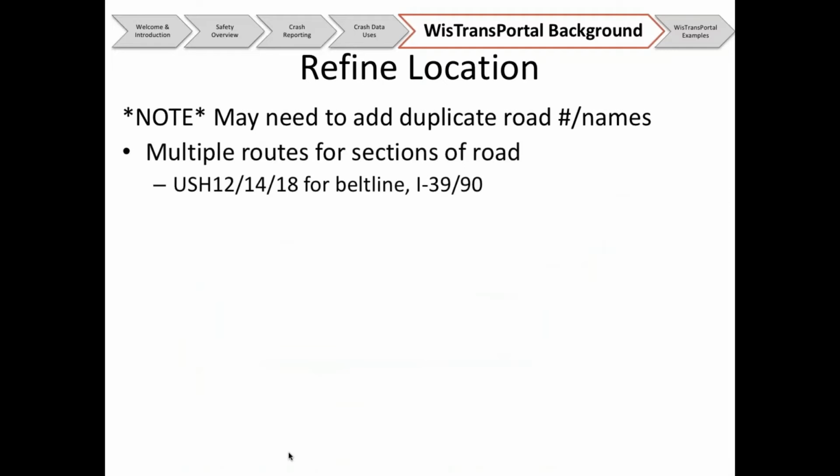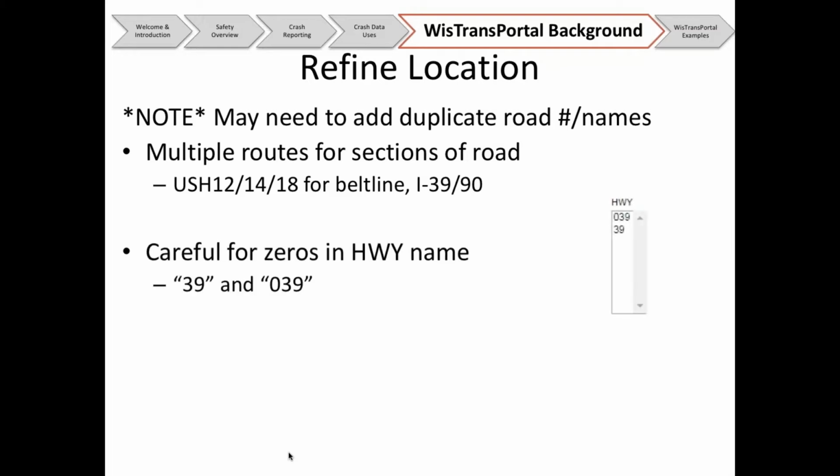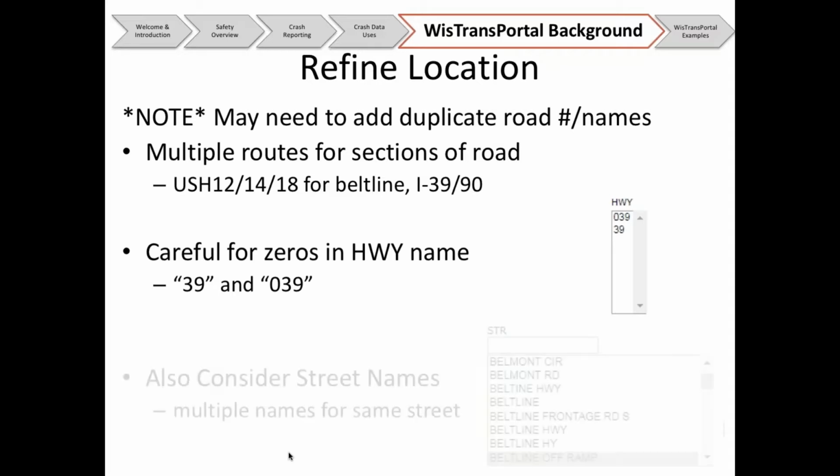So you may need to add duplicate road names and numbers because they might be in there. So one, there's multiple route names for sections of roadway. So for the Beltline here in Madison, it's also known as US Highway 12, US Highway 14, or US Highway 18. So I want to be able to look at all three of those. I-39 could be I-39 or it could be I-90. And then, just as I mentioned before, careful with zeros in the highway names.